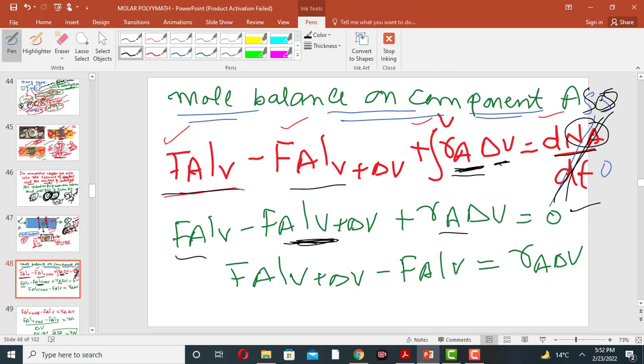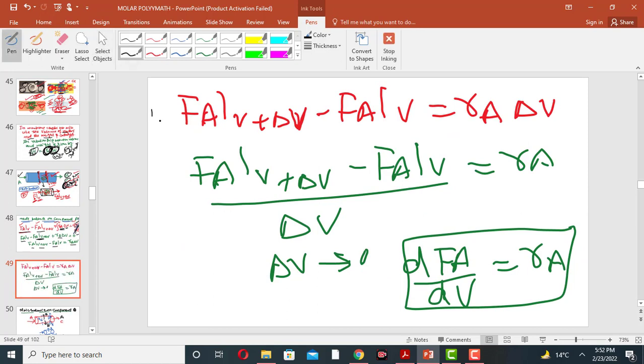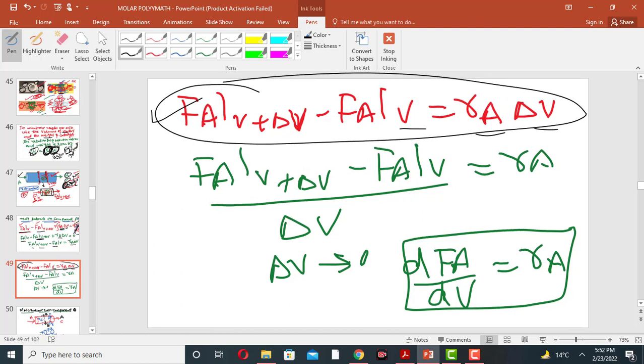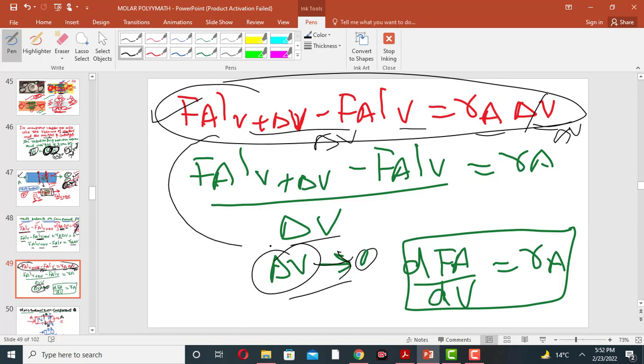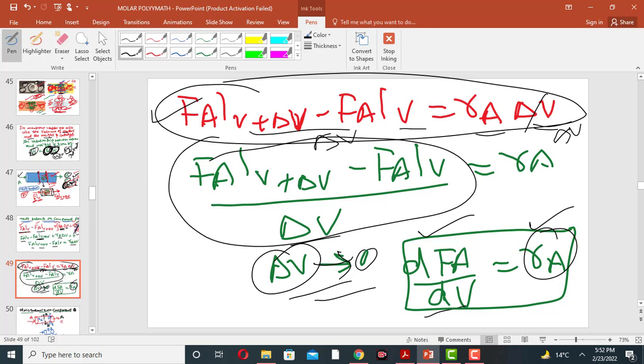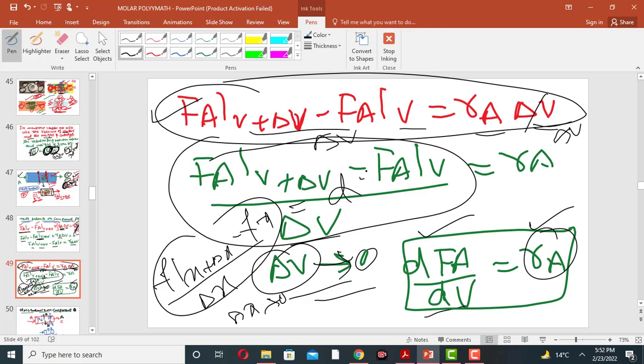Again rearrange this equation: Fa at V plus delta V minus Fa at V is equal to Ra times delta V. So divide this equation by delta V. The delta V cancels on the right side. As delta V approaches 0, this equation approaches dFA divided by dV is equal to Ra, using the first derivative principle: f of x plus delta x minus f of x divided by delta x, when delta x tends to 0, is equal to df divided by dx, which is the first order derivative.